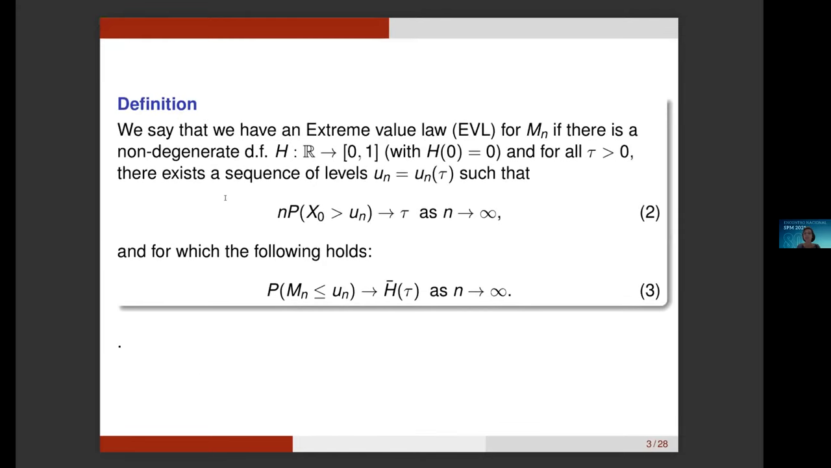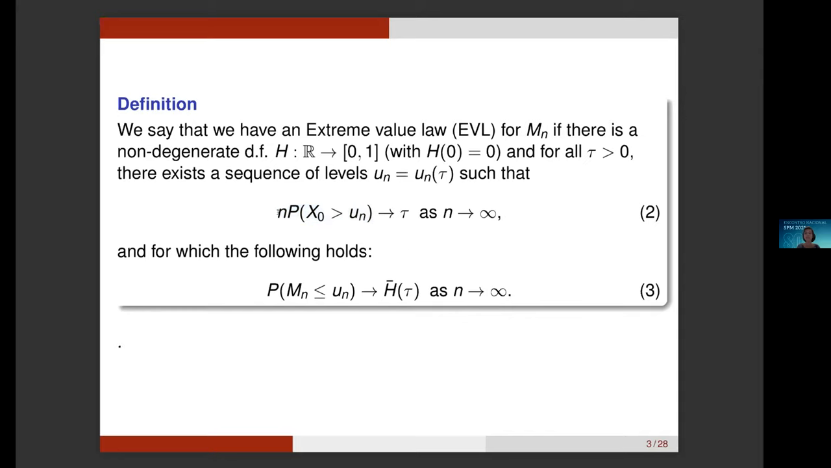So we say that we have an extreme value law, EVL, for M_n, if there is a non-degenerate distribution function H, and for all positive tau, there exists a sequence of levels, u_n, which depend on tau, such that n times the probability of exceeding the level goes to tau as n goes to infinity, and the limiting law for M_n is given by H bar of tau. And essentially this condition two says that among n observations, the expected number of exceedances is approximately given by a constant, so for n sufficiently large, okay?